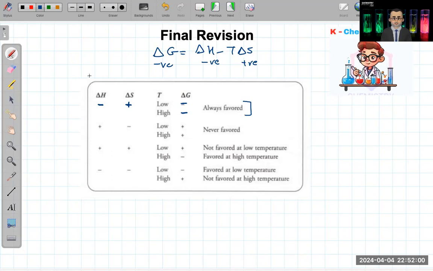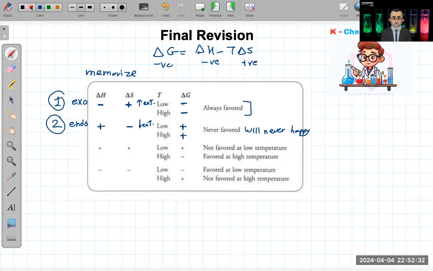What do I do with this one? You have to memorize this table. But what if delta H is positive, meaning the reaction is endothermic? The reaction is exo here, and there is an increase in entropy. But when the reaction is endothermic and there is a decrease in entropy, this reaction will never happen. How did you know that? Because whatever you do, the delta G will come out positive. Again, what do I do, mister? I have to memorize these 4 cases. What is the other case, mister?